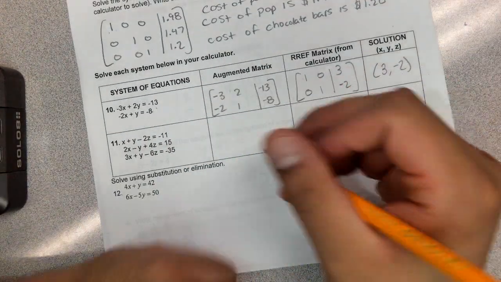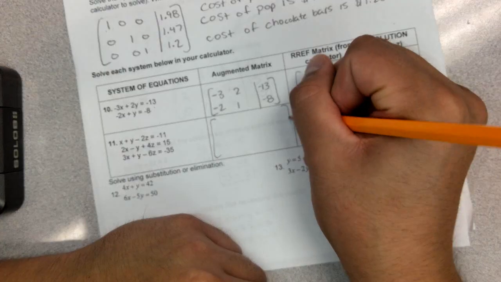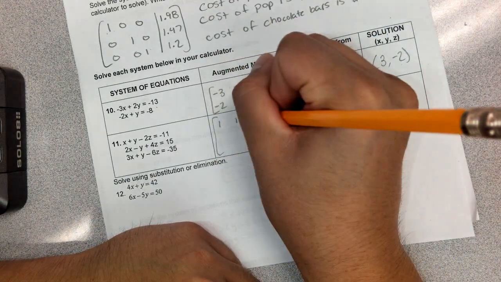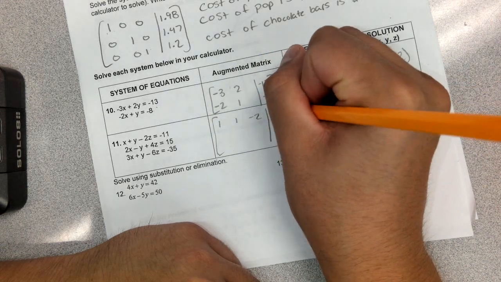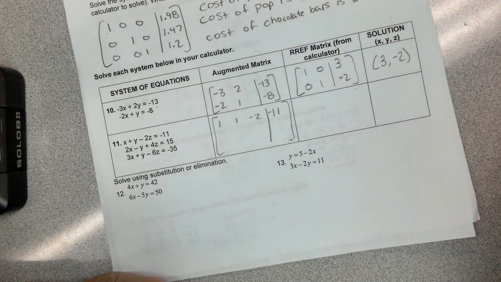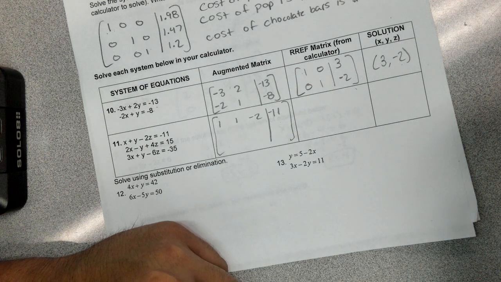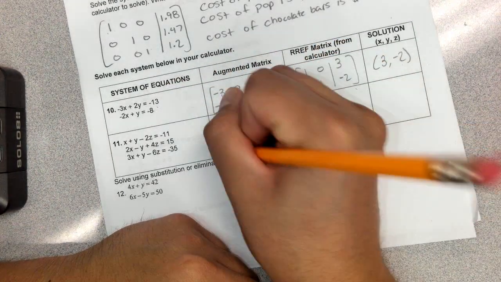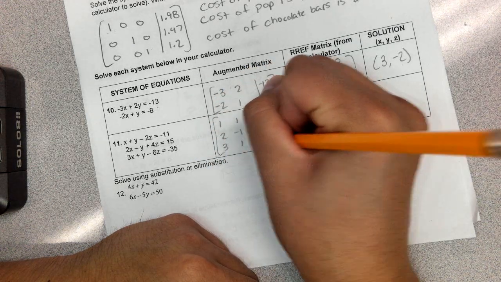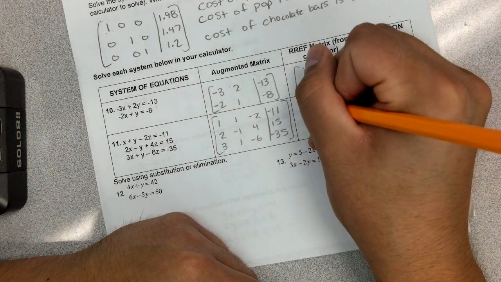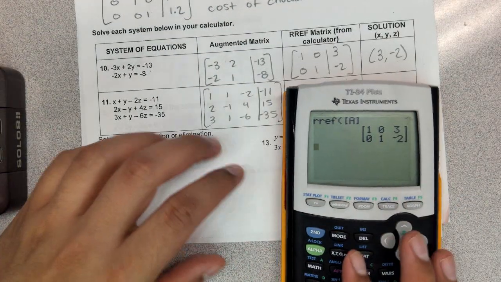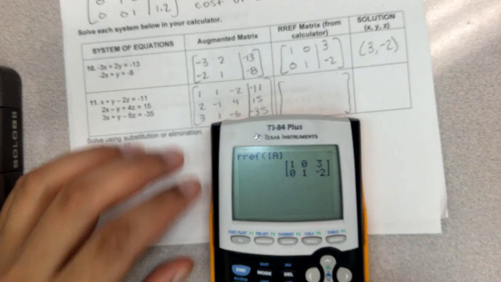Alright, now same thing for number 11. First row is 1, 1, -2, -11. Second row, 2, -1, 4, 15. Third row, 3, 1, -6, -35. Alright, so now let's find the solution matrix.